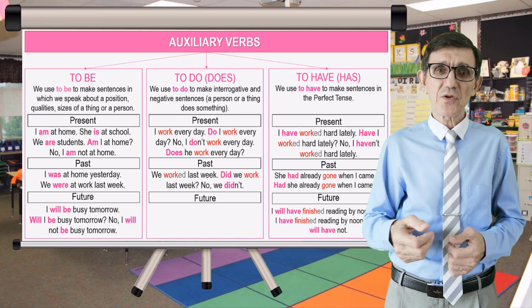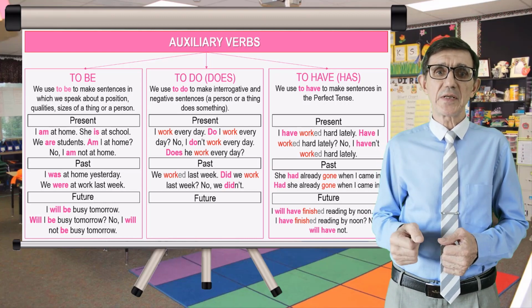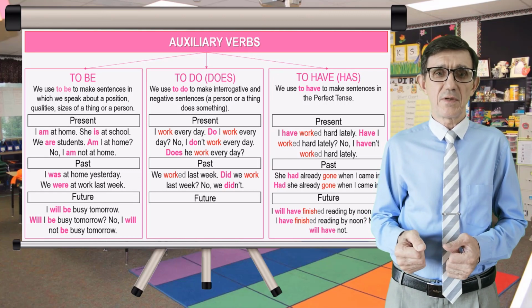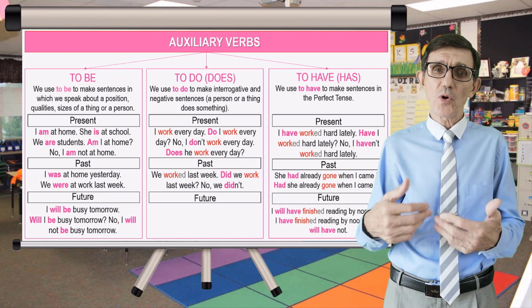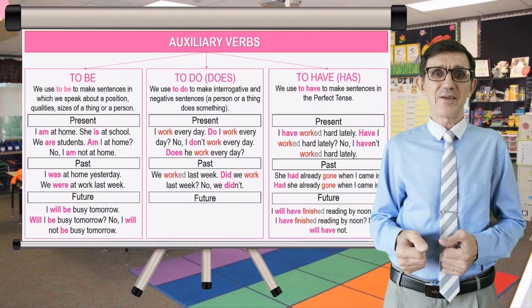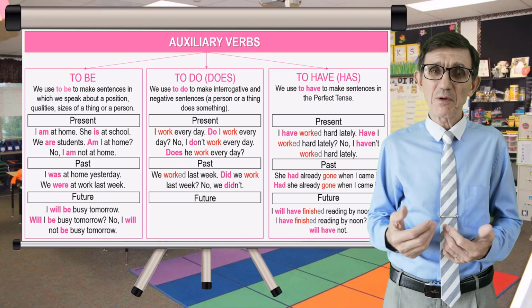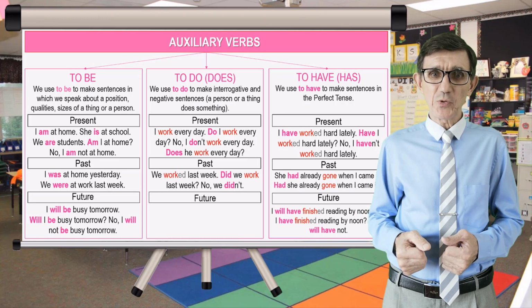We use the auxiliary verb, to have, to make sentences in perfect tenses and in passive voice. I have worked hard lately. Have I worked hard lately? No, I haven't worked hard lately. She had already gone when I came in. I will have finished reading by noon.